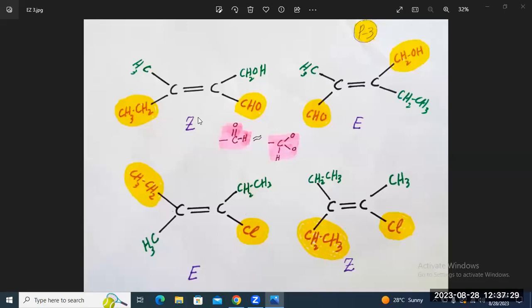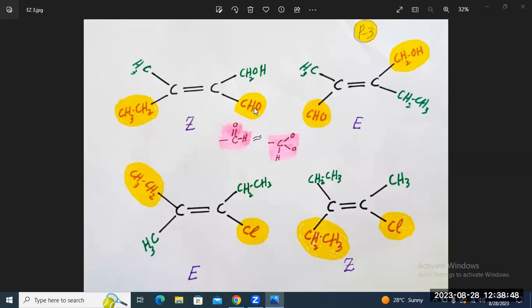Taking more examples, here this is the alkenic bond, this is the carbon, on this carbon, this is the ethyl group, this is the methyl group. This ethyl has the priority over this methyl group, and on this carbon, this CHO group, that is the aldehydic group, has the priority over CH2OH. Why would the CHO group be prior to this? This CHO group contains C double bond O, and this C double bond O would be considered as oxygen attached to this carbon 2 times. So that is why this CHO group would take the priority over this group.